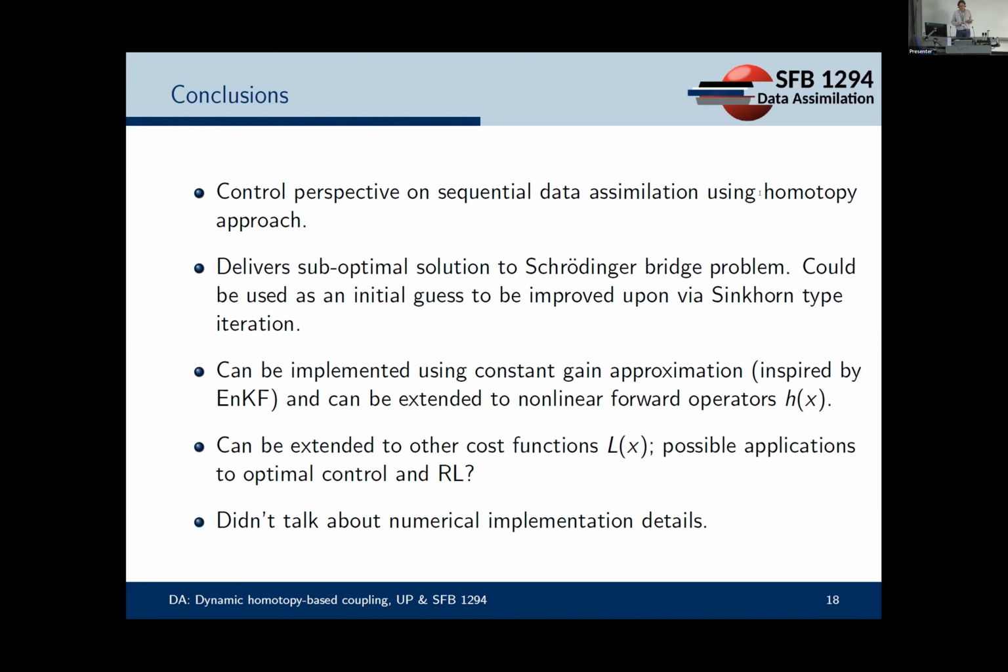This is all for L2 loss functions, which in metrology, of course, is fine. Of course, there are many other applications where the loss is not an L2 loss function. I've also been curious whether there are applications to reinforcement learning.